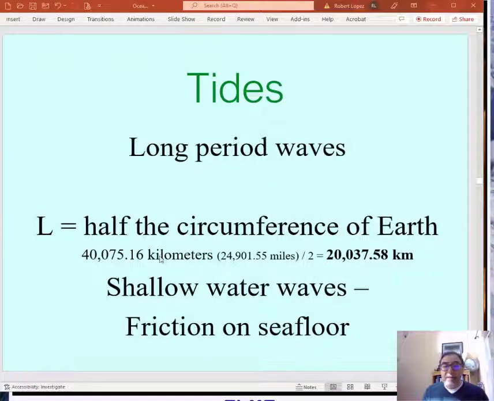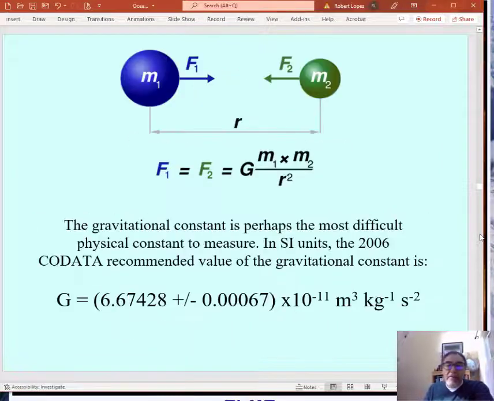Because remember, the wave base is the wavelength lambda divided by 2, or half the wavelength. On average, the ocean is about maybe 4,500 meters deep, not 10,000. So it has to be a shallow water wave. So the whole seafloor is moving and there's friction on the seafloor. The other part that I'll discuss here is about gravity.